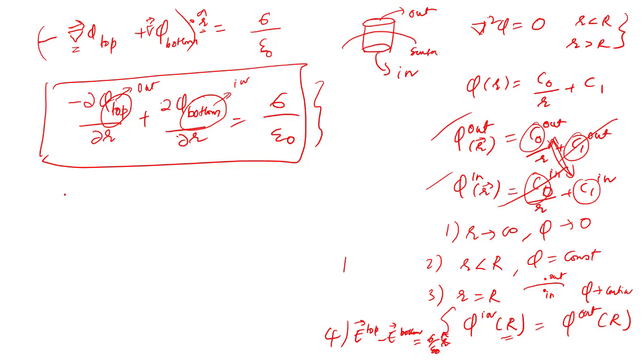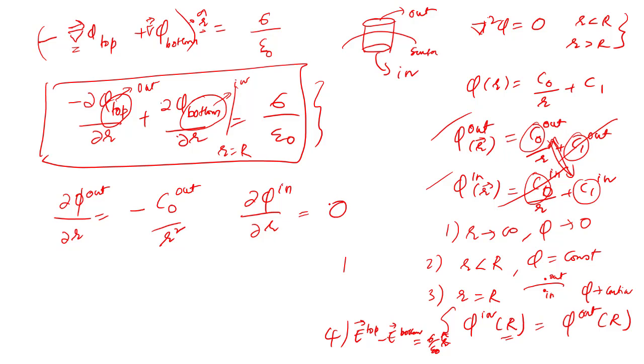So I can simply do dou phi, and this is all at r is equal to R, because we are considering all this happening at one particular r equal to R, so at the boundary. So dou phi out by dou R is simply minus C0 out by R square, whereas dou phi in by dou R is equal to 0, because phi in is only C1 in. It's a constant. We ruled this part out because inside the conductor, the potential is constant because there is no electric field inside a conductor.